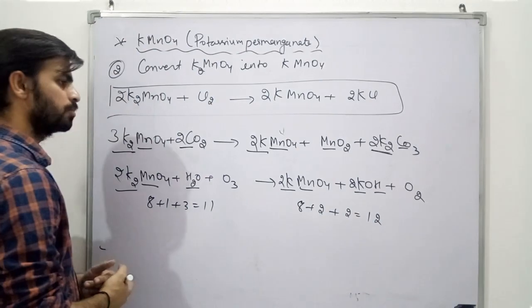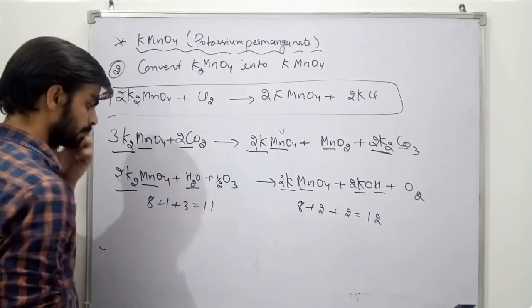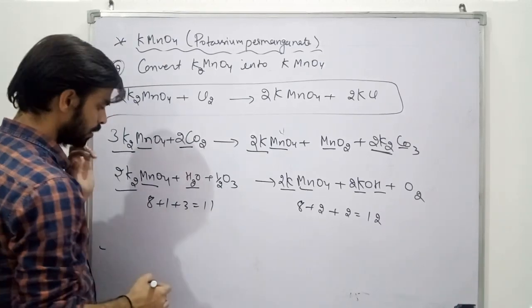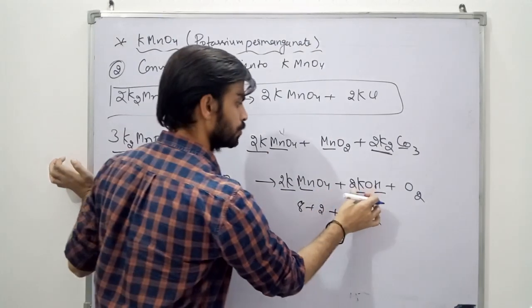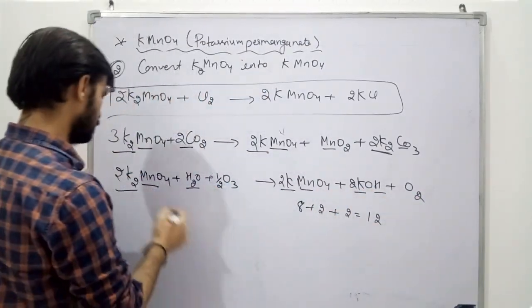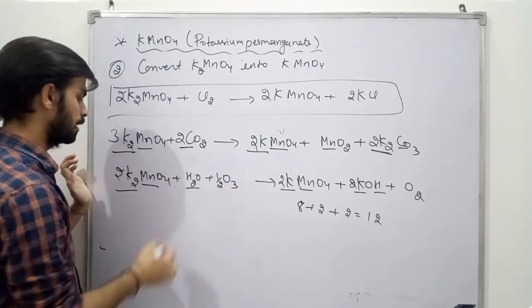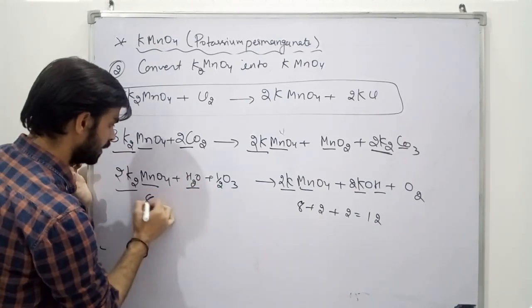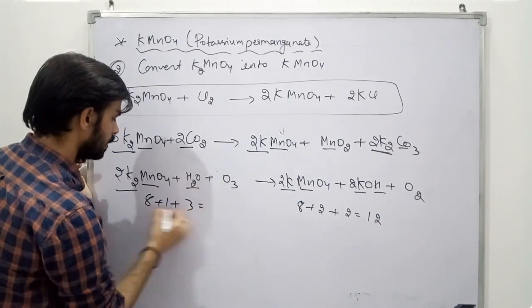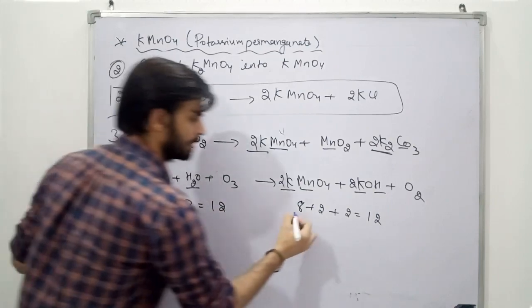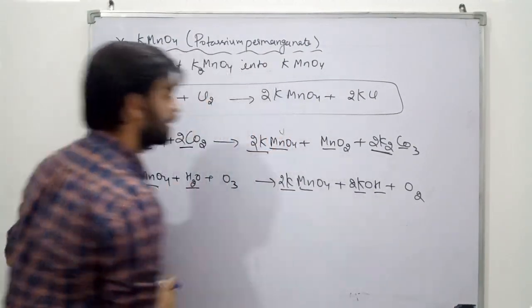So again we have to multiply this equation. If I have half here, that means 3 by 2. Multiply this equation by 2. 4 times 2 is 8, 9, 10, 11, 12. Oh, it is balanced. 4 times 2 is 8 plus 1 plus 3, 9 plus 3, 12, and this is also 12. So this is also a balanced equation.